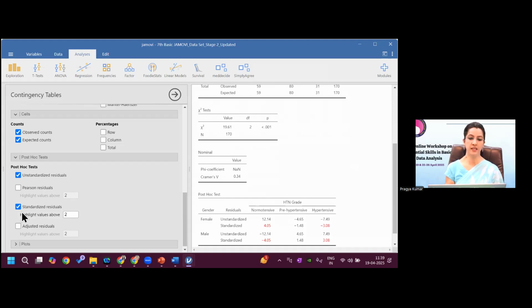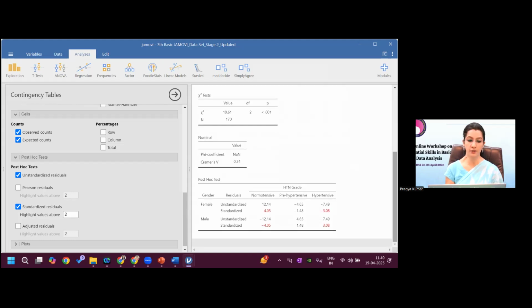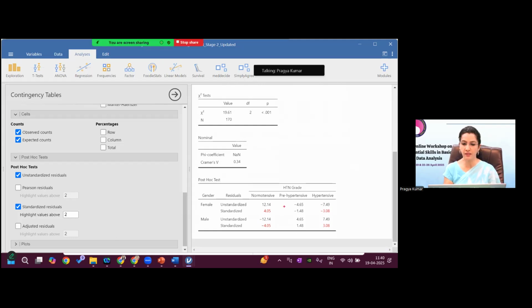So you should click this standardized residual, and wherever the value of the standardized residual is more than 2, then this particular cell is responsible for shifting your chi-square. In this case, you can see that there are 4 cells having a standardized residual more than 2. In normotensive and hypertensive groups, the standardized residual was more than 2; in pre-hypertensive, it was not.